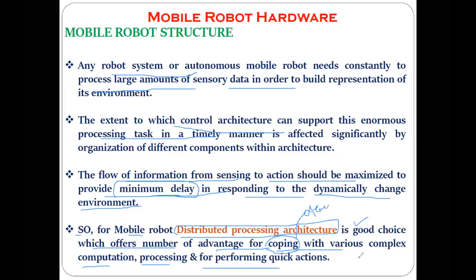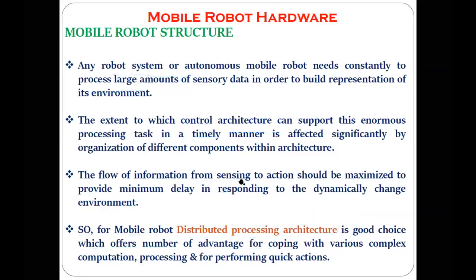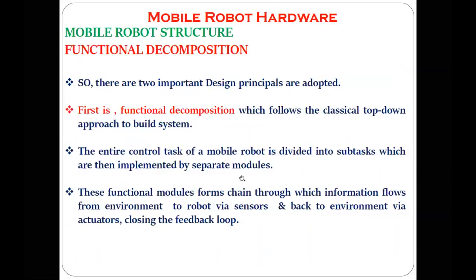So when the robot has to perform different kinds of complex processing and has to perform quick action, from a lot of experiments it has been found that the distributed processing architecture is considered to be a good choice, okay, as compared with other kinds of architecture. And accordingly, there are two different design principles being utilized in designing the architecture of the mobile robot.